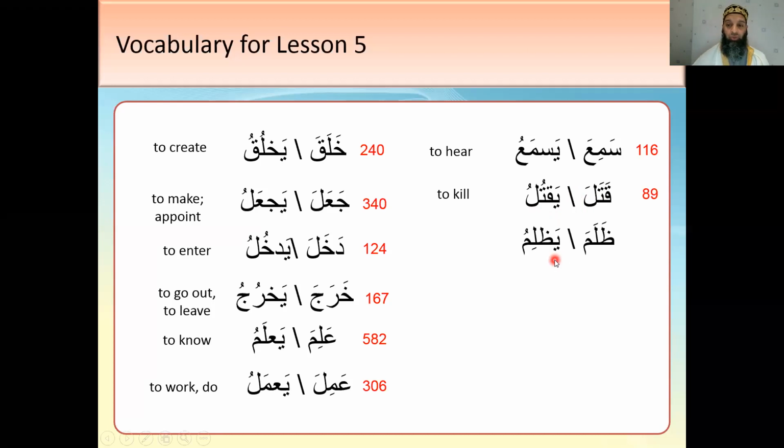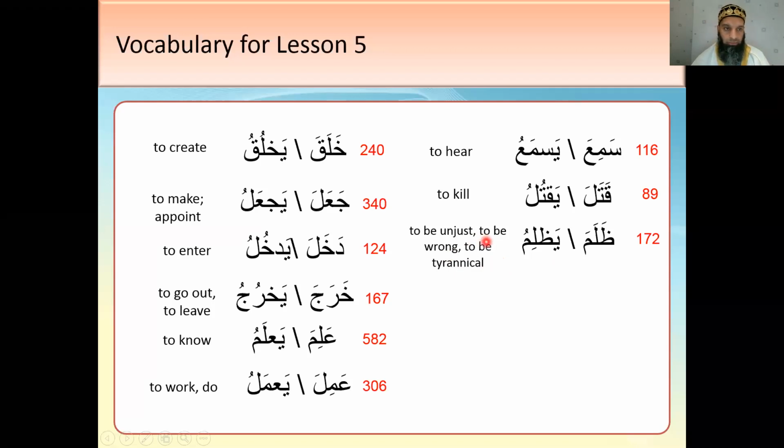Zalama yazlimu. What does zalama yazlimu mean? And if you haven't learnt the words, then just keep on listening, because I'm hoping you can start tagging on and learning. Excellent. He was unjust. He oppressed. To oppress. So he oppressed, he oppresses. Tyrannical. That's why you say the zalim.